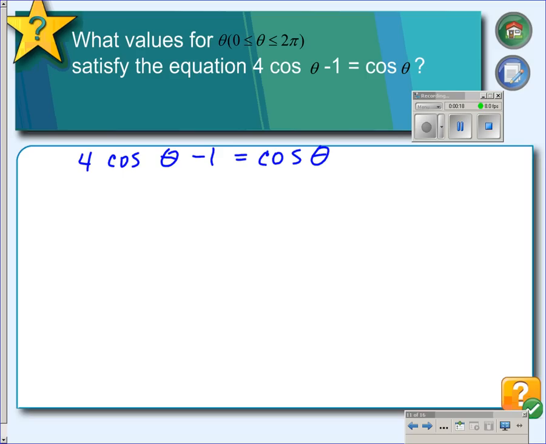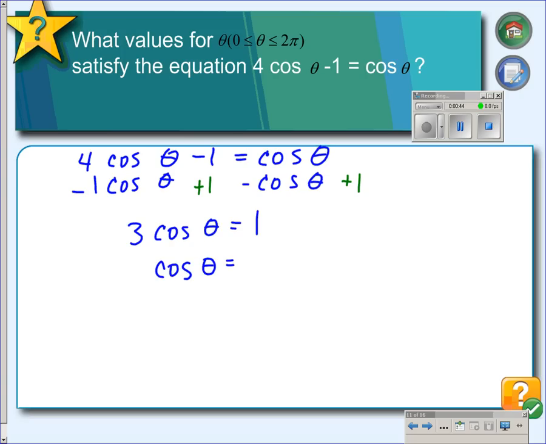To solve this, we're going to subtract cosine theta on both sides. And then we're going to add 1 to get the 1 on the opposite side from cosine. So this gives us 4 cosine minus 1 cosine is 3 cosine. And we move the 1 from the left to the right. Now we're going to divide by 3. So that gives us cosine theta equals 1/3.